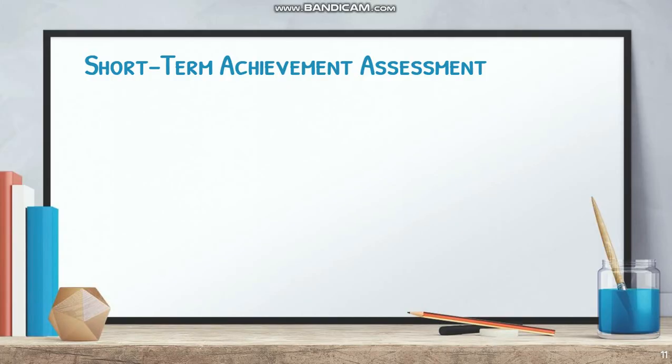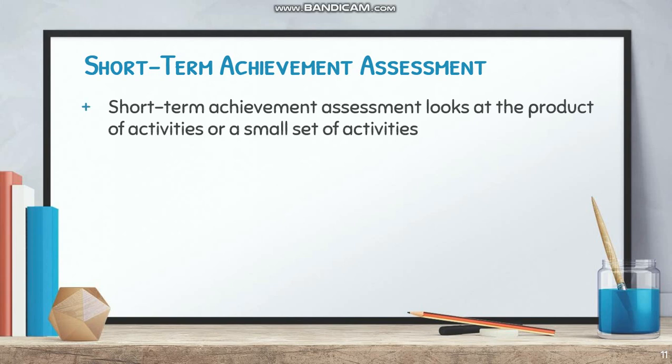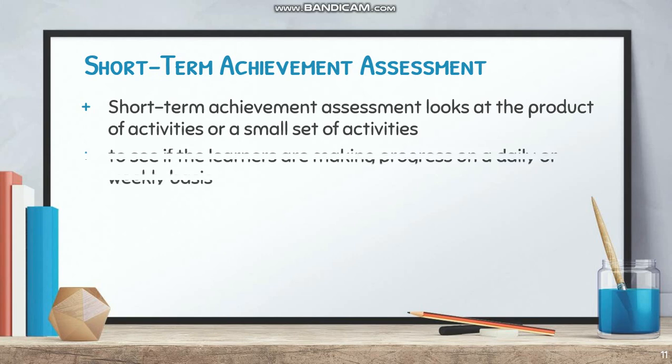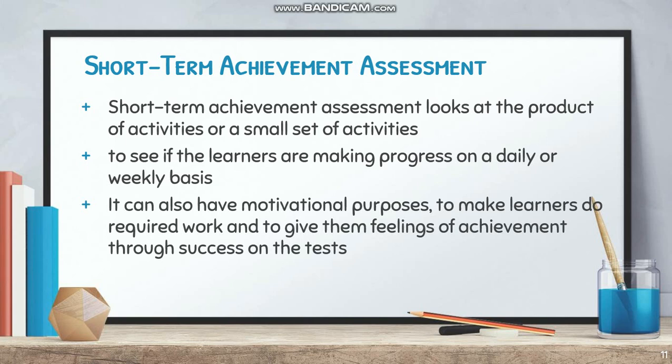The next is short-term achievement assessment. Short-term achievement assessment looks at the product of activities or a small set of activities, different from the previous one. Observation looks at the process. In short-term achievement assessment, we look at the product to see if the learners are making progress on a daily or weekly basis or not. It can also have a motivational purpose, to make learners do required work and to give them feelings of achievement through success on the test.